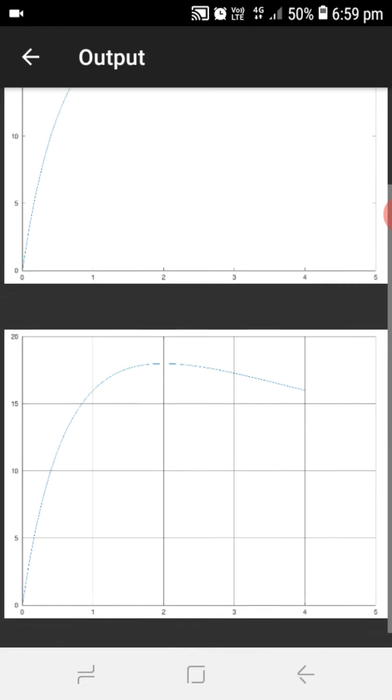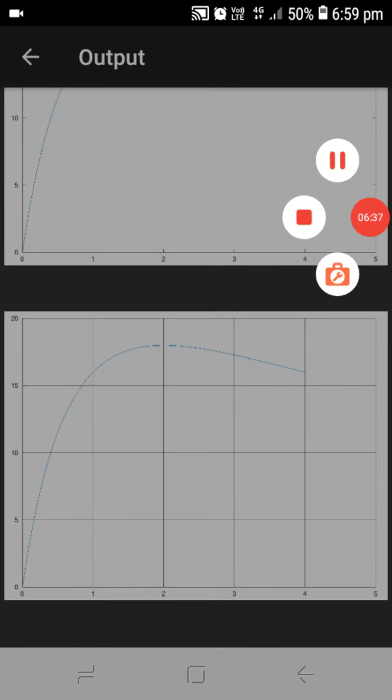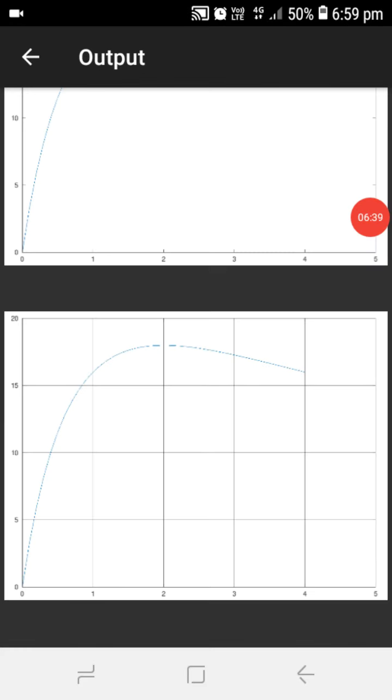This is the result of this program. We have to plot the graph between load resistance and load power. This is the conclusion of this programming.